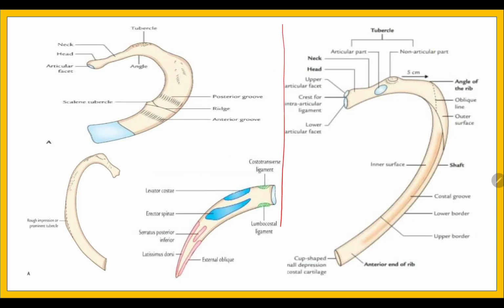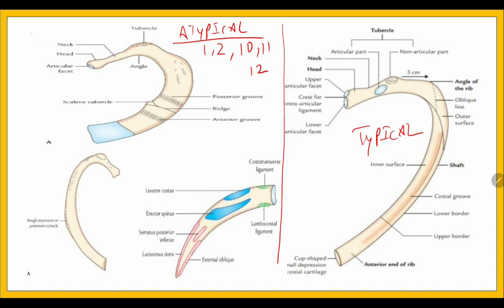Now coming to next, we know the previous one is the typical rib, so this could be only atypical. Atypical can be 1, 2, 10, 11, 12. In this picture, it is short, broad, but the tubercle and angle coincide. Remember, this is most important. Tubercle and angle are coinciding. So with this, we say this is the first rib.